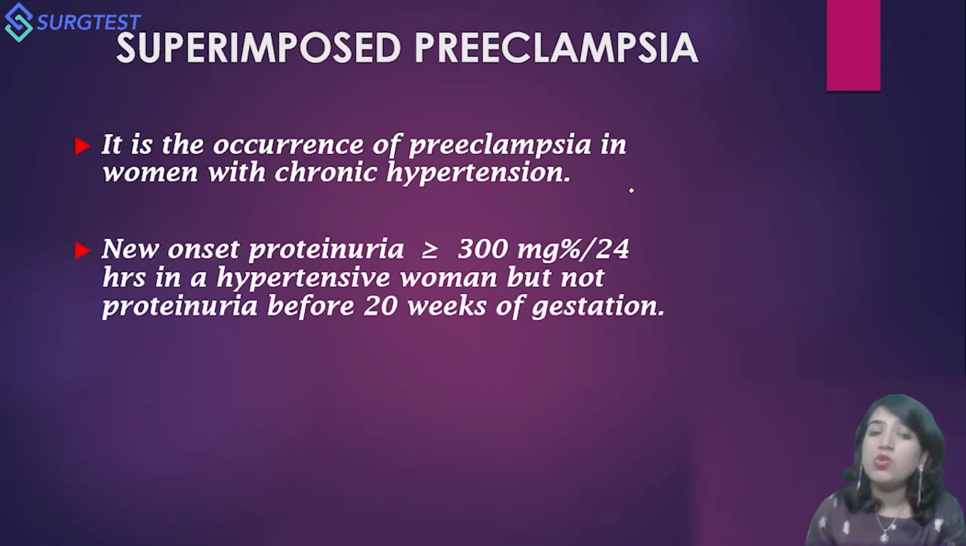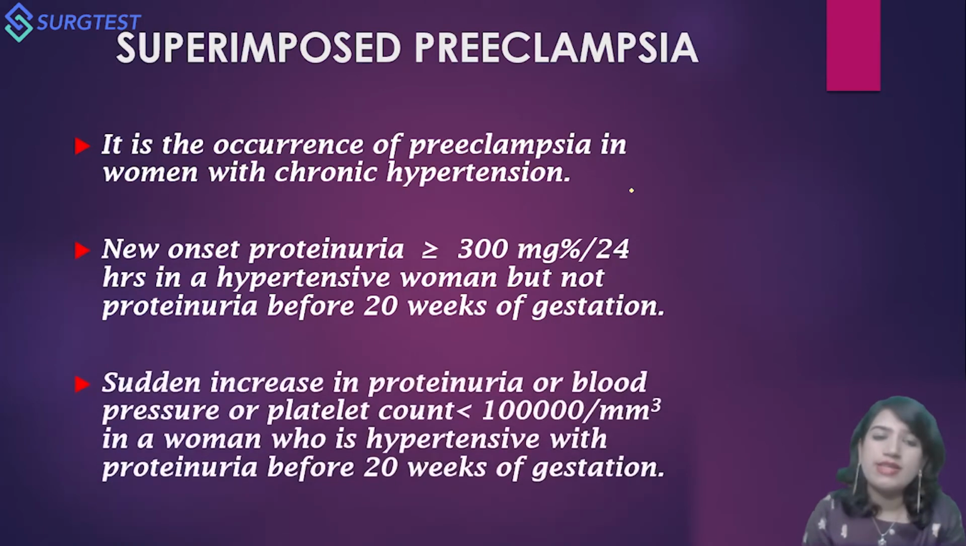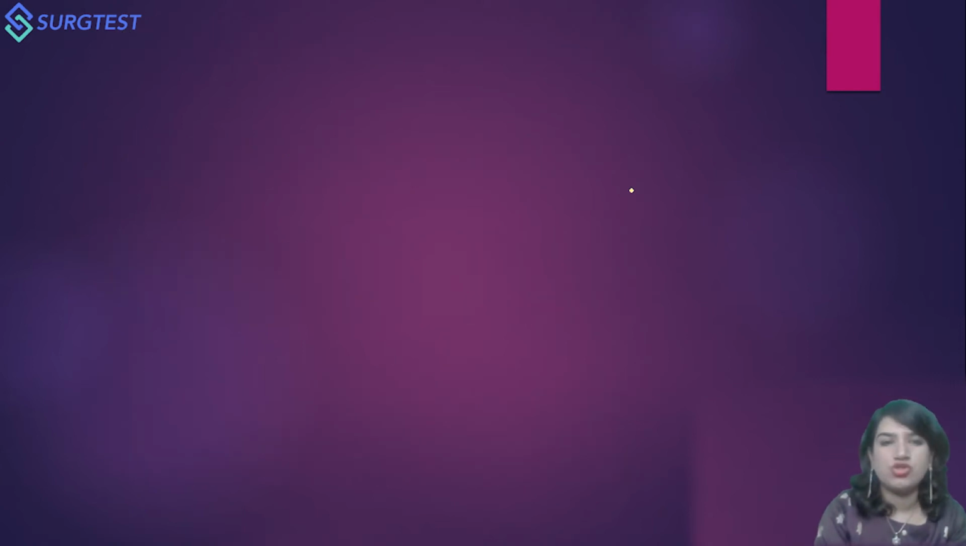So when there is a new onset proteinuria, again the cutoff is the same, equal to or more than 300 milligram per dl over 24 hours in a hypertensive woman who did not have proteinuria before 20 weeks of gestation, or there is a sudden increase in proteinuria or blood pressure, or the platelet count drops to below 1 lakh in a woman who is hypertensive with proteinuria before 20 weeks of gestation. So all of these are criteria for you to diagnose superimposed preeclampsia.